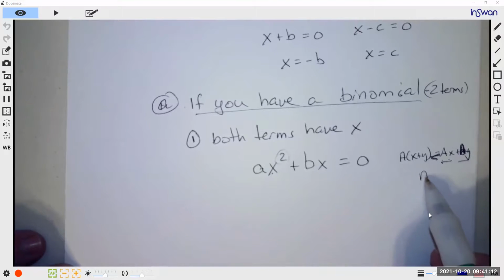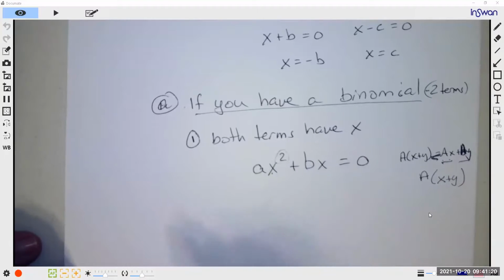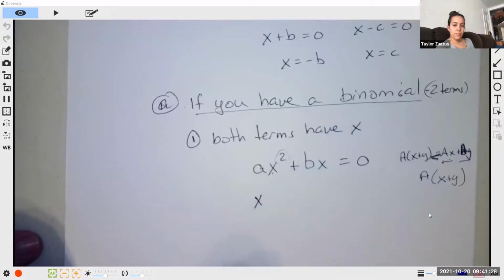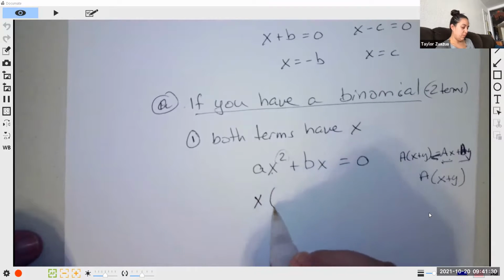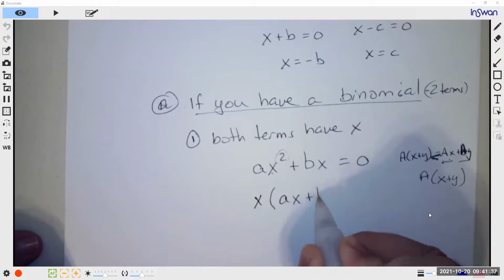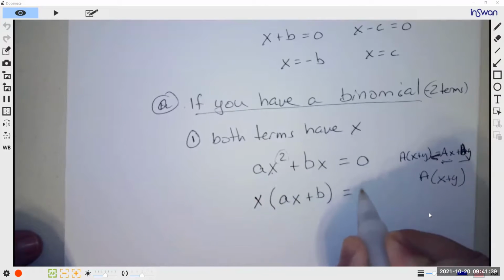They both have an A. Once you take out what they have in common, put whatever's left inside parentheses. So here we're going to factor these that way. What do both terms have in common? They both have an X. If I remove one X from both of these terms, what I'm left with is X times (AX plus B) equals 0.